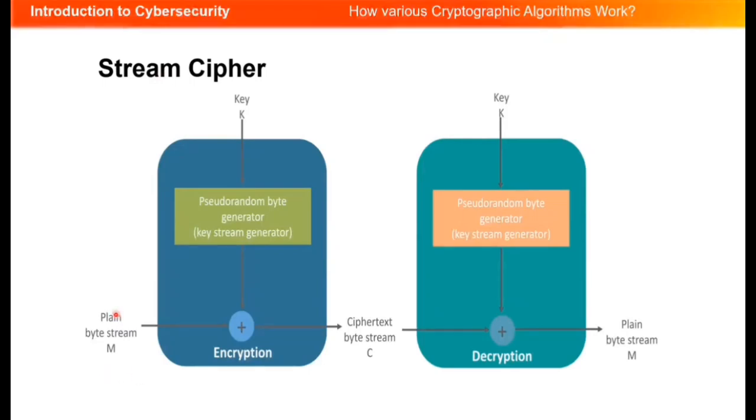A stream cipher: there is a bit stream. We can see here is M, and a pseudorandom byte generator creates a cipher for us, and it becomes a C. And then there is a pseudorandom byte generator here that does the decryption and converts it back to M.